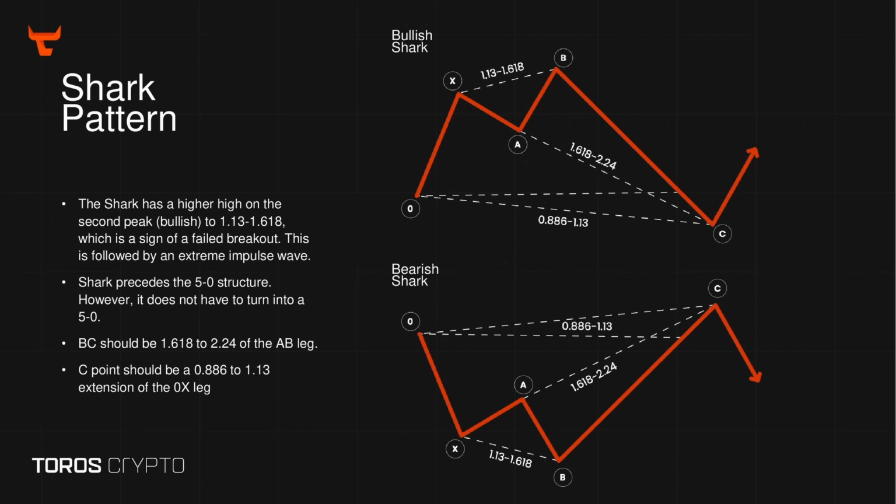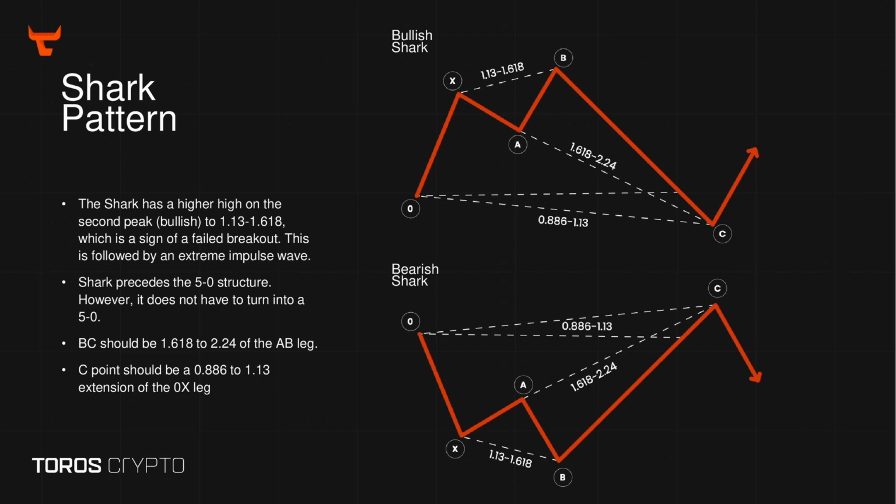So the shark and the 5-0 pattern are not considered in the same category as M and W structures because they don't have that same structure. It is different, and they have been named differently in terms of their points. So this 0 or O is the first point coming up into the X. So that's your first leg up, of which your Fibonacci's are then based off.